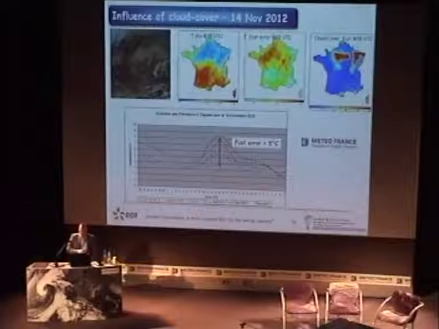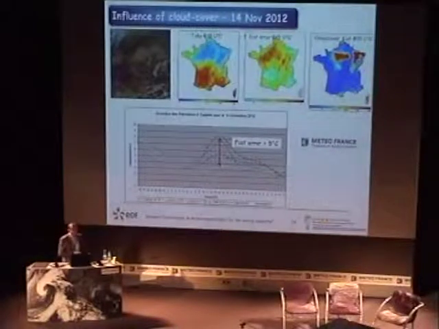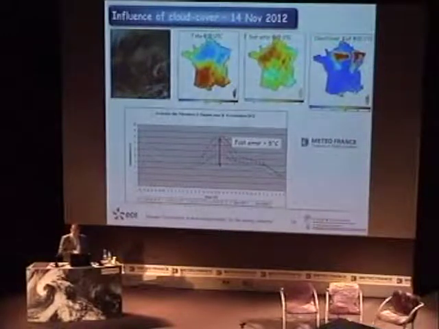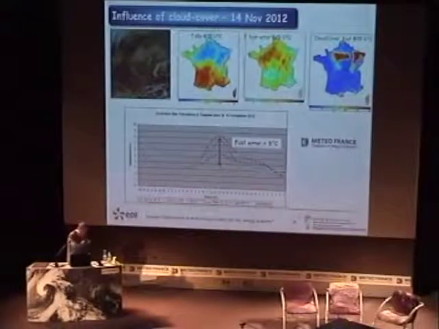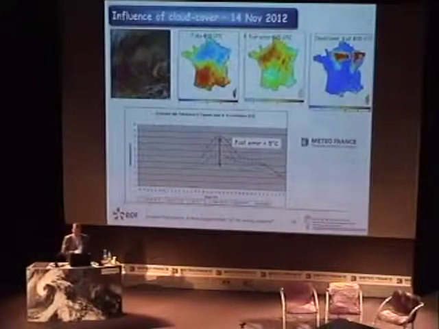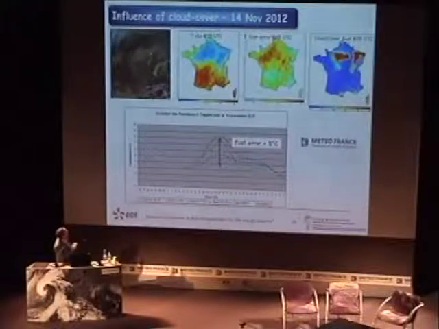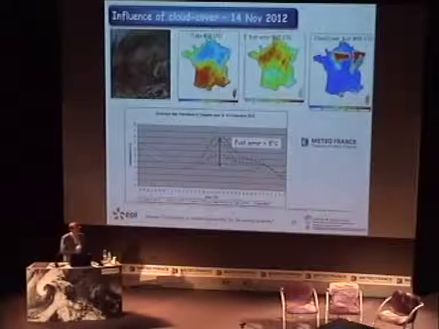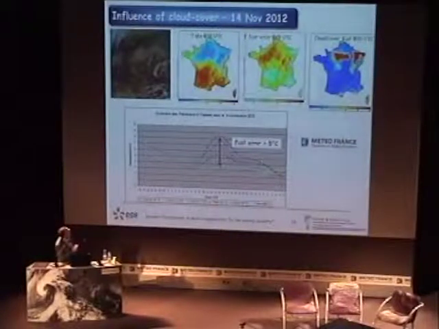Of course, it's not the only parameter which is important. Here I've put an indirect effect, which is due to cloud cover. This is a picture from the 14th of November 2012. Here you have the satellite image at 15 UTC, so 3 p.m., where you can see that we have a lot of clouds on northern France. The second picture is the observed temperature at the same time. So you see it's quite cold on the northern part of France.